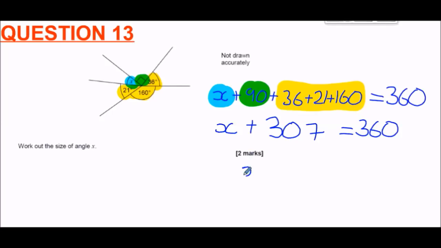We want to have x on its own. We don't want that 307 next to it. And so what we need to do is subtract 307 from 360. So x will be 360, take away 307, which your calculator should tell you is 53 degrees.